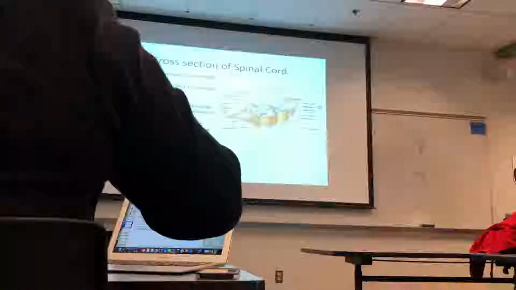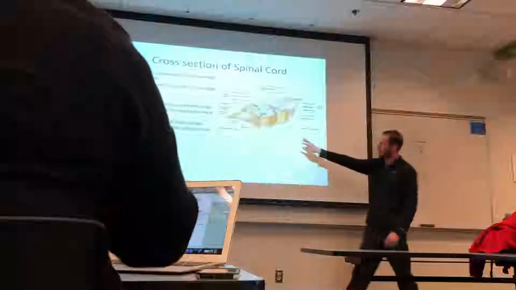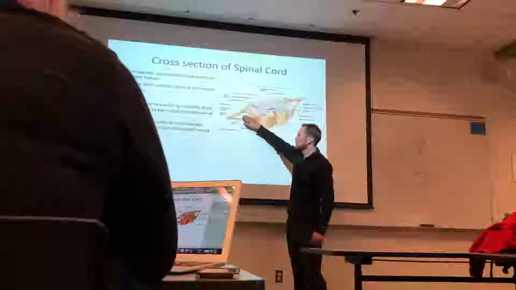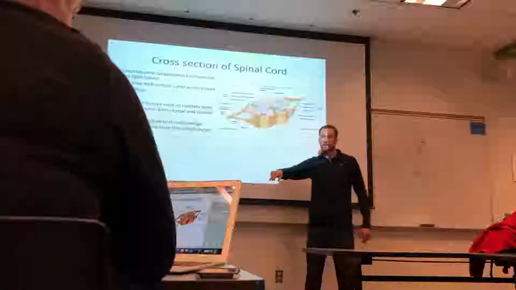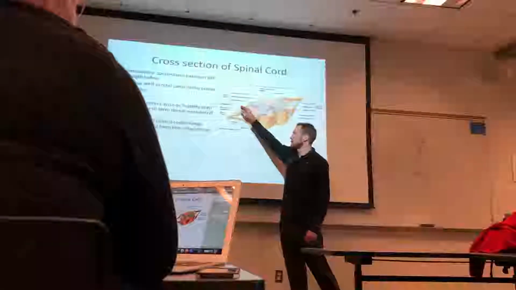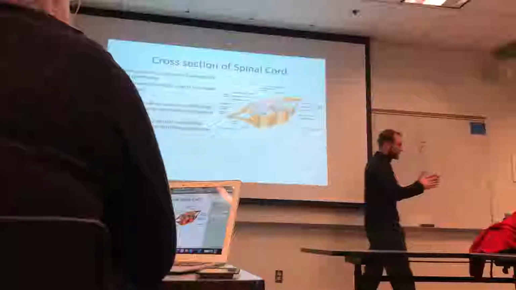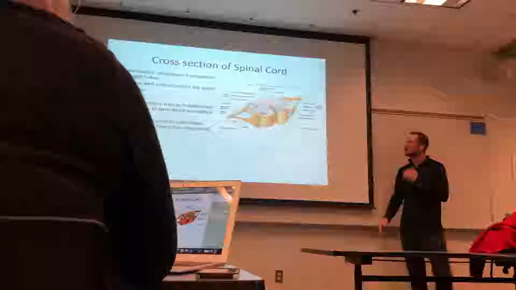So you'll notice there's little rootlets coming off of the gray matter. These rootlets come together to form roots of the spinal nerves. So there's a ventral and dorsal root. Roots join together to create that spinal nerve.